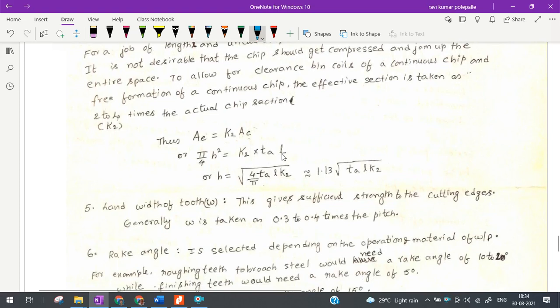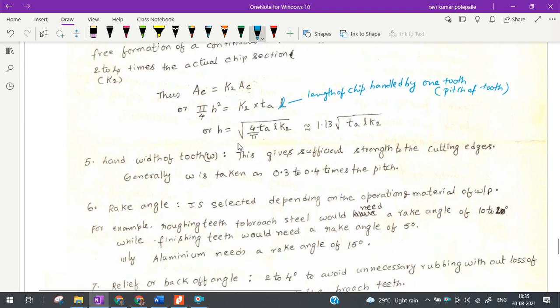So this is small l, it's not capital L. It may be understood as the length of chip handled by one tooth. So it can be understood even as the pitch of the tooth. So h is equal to 4 by pi TA l K2. So this is the height of the gullet space.